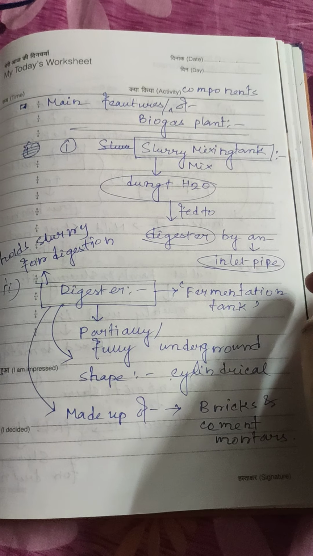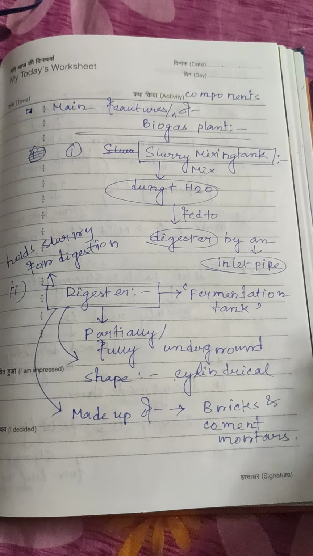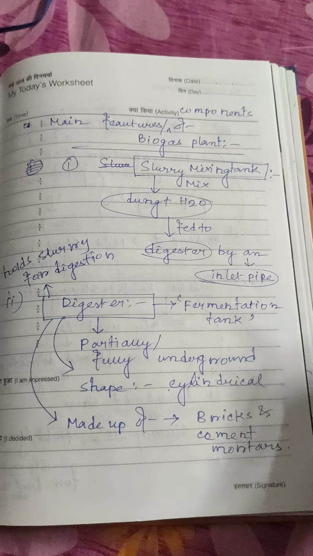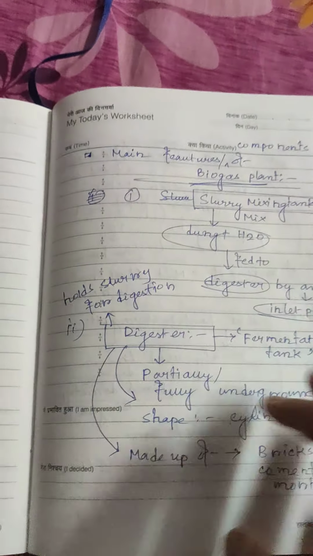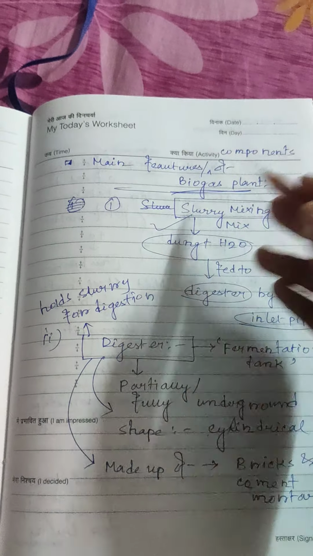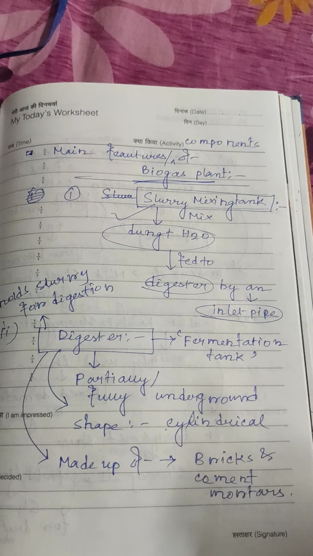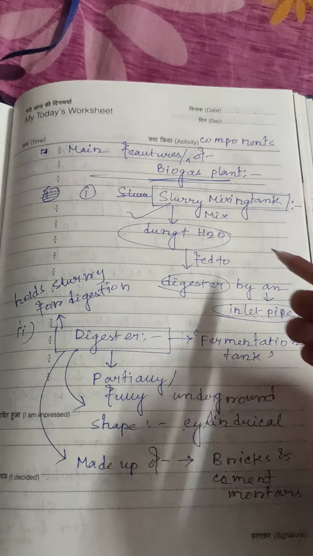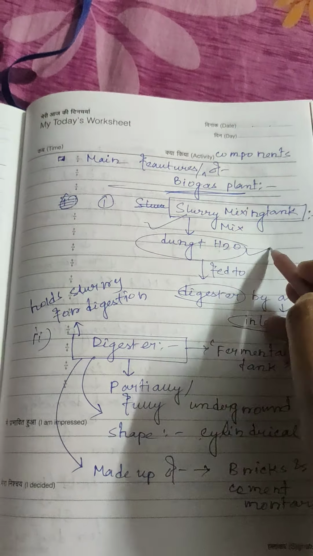Main features or components of a biogas plant. What are the components of a biogas plant? First is the slurry mixing tank. It makes the dung plus water that is fed into a digester by an inlet pipe.